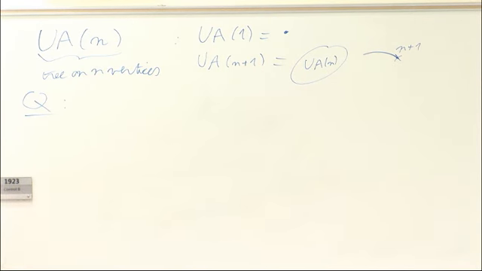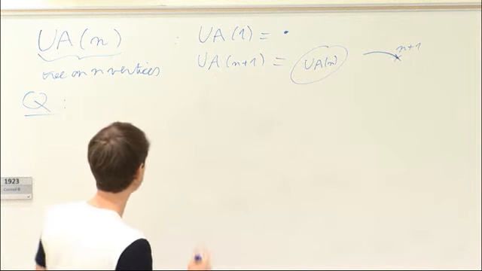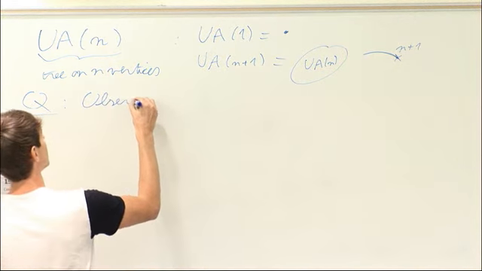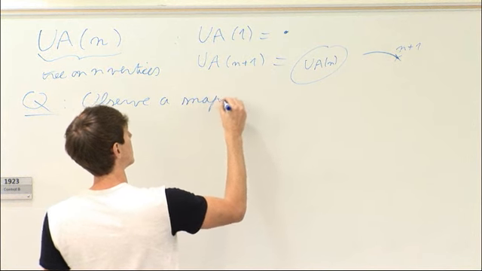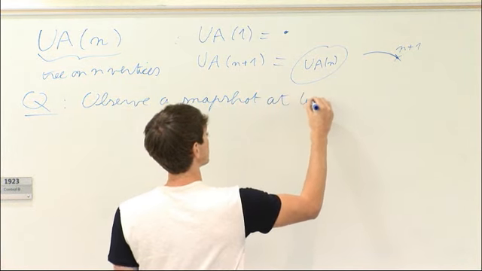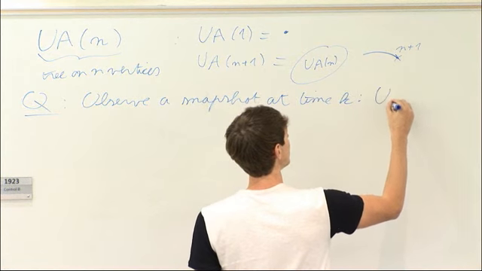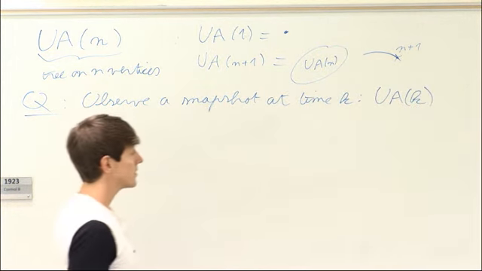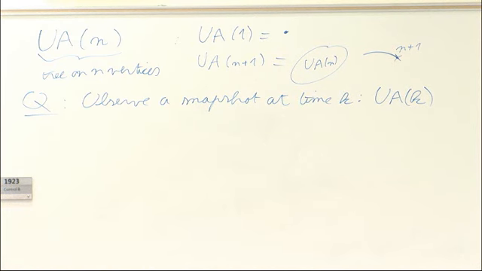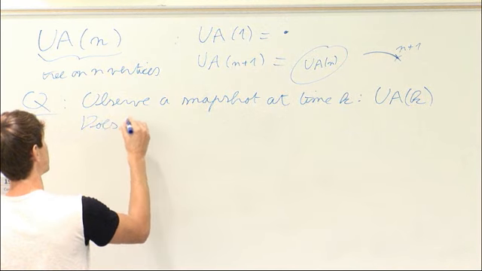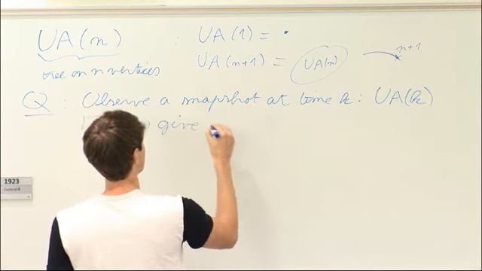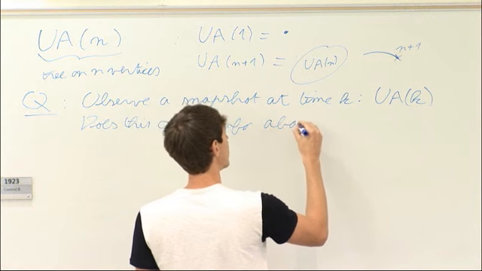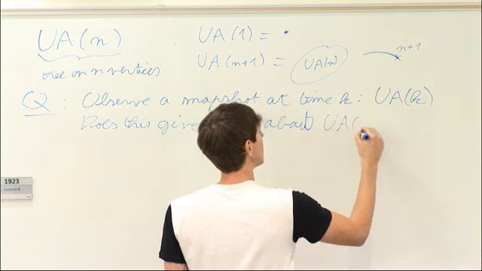And the question that I want to ask is the following. Imagine that you observe a snapshot of this random network at a certain time k. Okay, meaning that you observe UA_k. The question that I want to ask is, does this give you any information about the future evolution of the tree? Okay, so does this give information about UA_n as n goes to infinity?